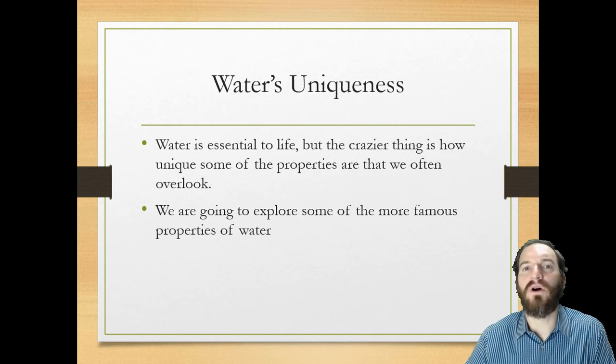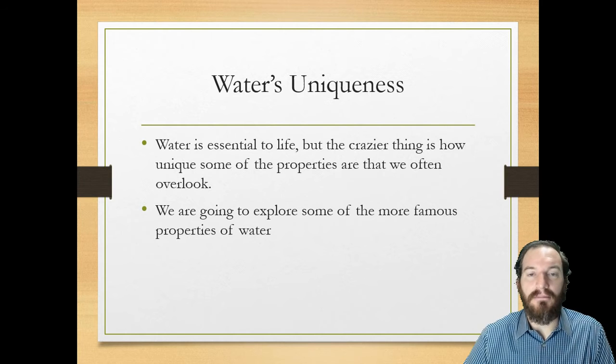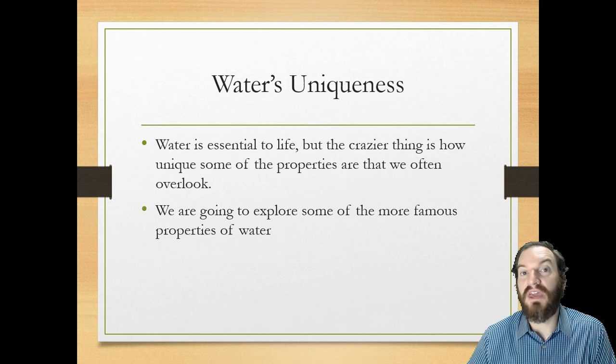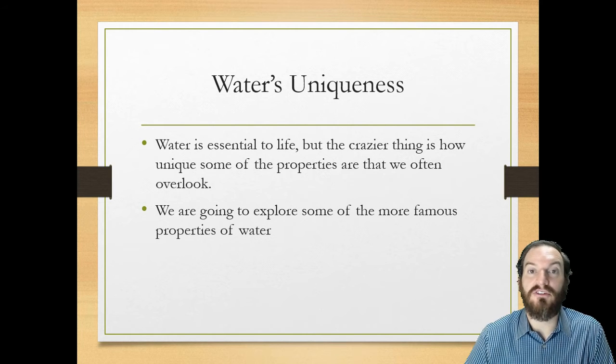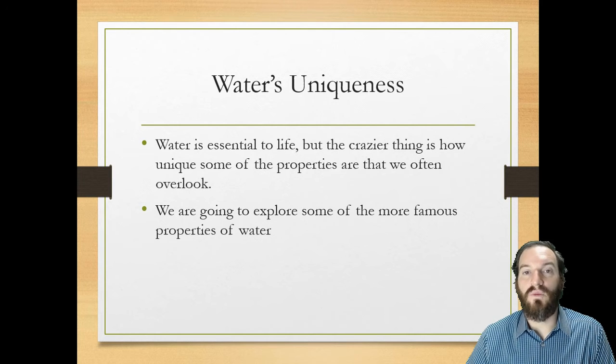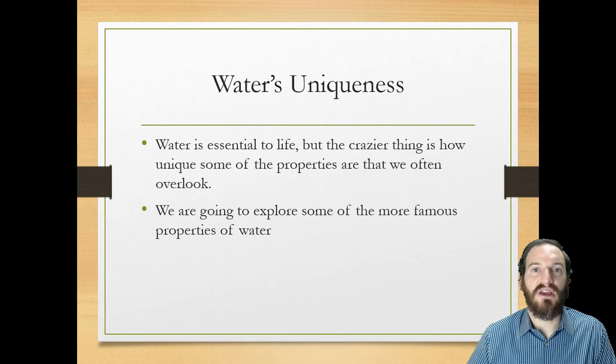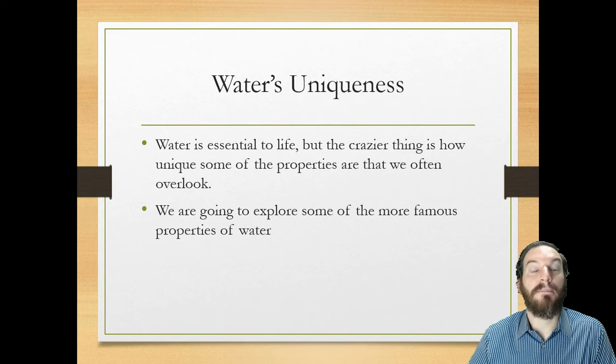So let's talk about why water is so unique. That's one of the things that makes our planet so lucky, is that we have a lot of water on our planet. We don't know where else there is water in our solar system, let alone the universe. We have ideas that there might be water in different places, but we really haven't found any water outside of the Earth itself. But water is essential to life. And we're going to take some time over the next couple slides to go over some of the most famous properties of water.